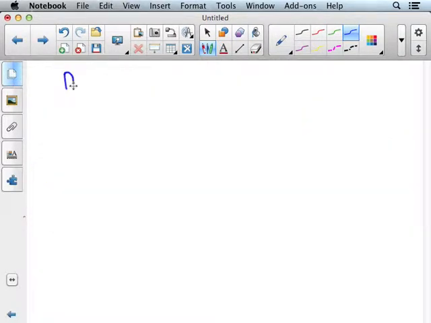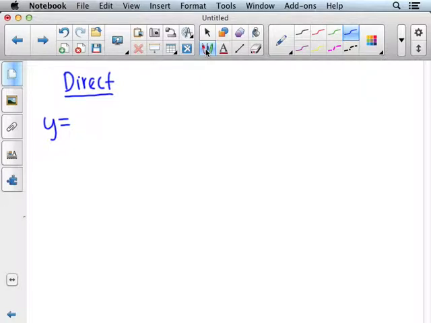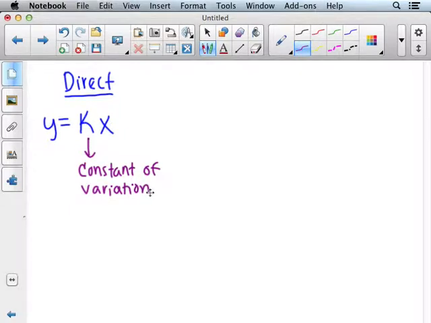So direct variation simply says that y equals k, well, let's not use k, let's use m, because your book uses m. Y equals m times x. Oh no, it does use k. I'm sorry. I'm going to erase this again. So y equals kx. K is called your constant of variation. Okay, so k will never change. It will always be your constant of variation.